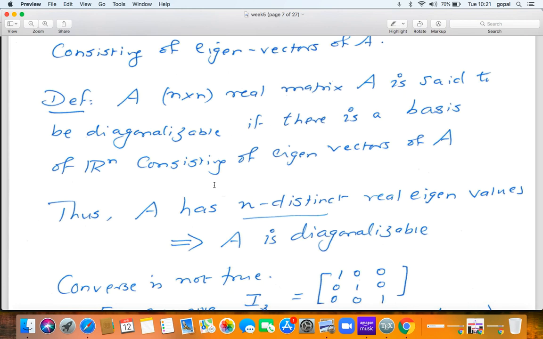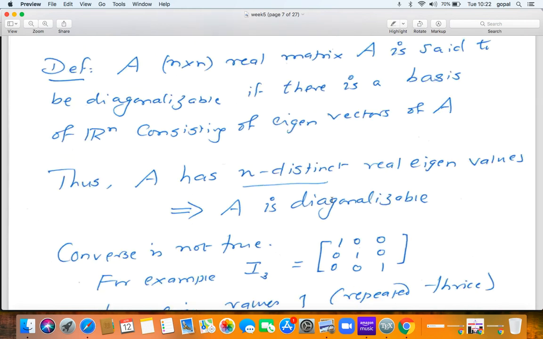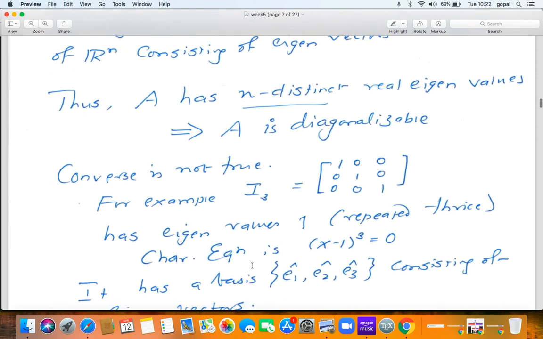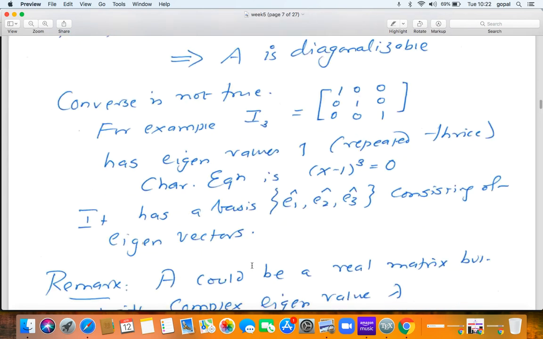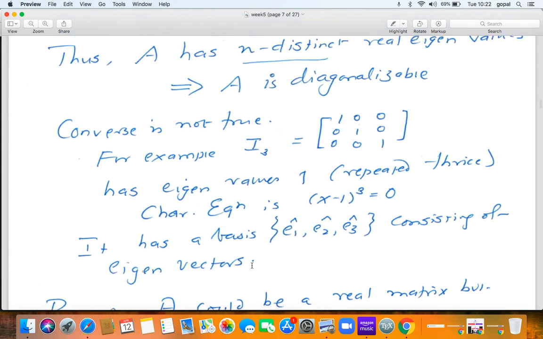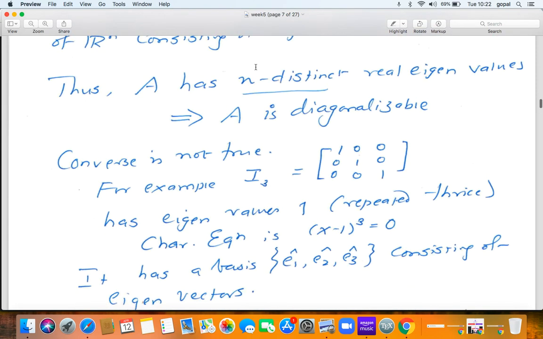Is the converse true? Is it true that if A is diagonalizable, then it must have n distinct real eigenvalues? No. Take the identity matrix I3. What are the eigenvalues? 1, 1, 1. They are repeated eigenvalues. But is this identity matrix diagonalizable? It is. What are its eigenvectors? Every non-zero vector is an eigenvector. E1 cap is an eigenvector, E2 cap is an eigenvector, E3 cap is an eigenvector. So E1 cap, E2 cap, E3 cap is a basis of eigenvectors. So the identity matrix is obviously diagonalizable, but the eigenvalues are equal. So the converse is not true.